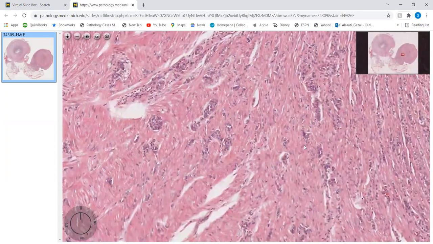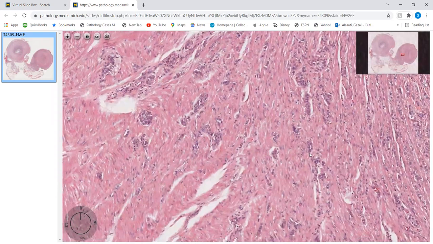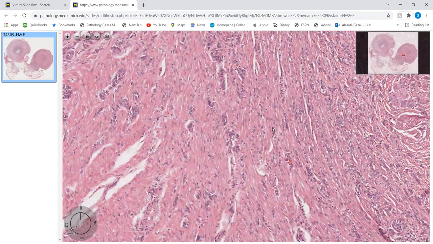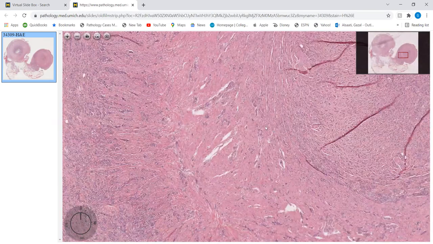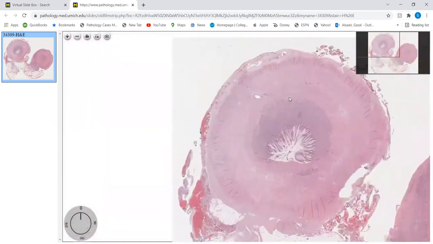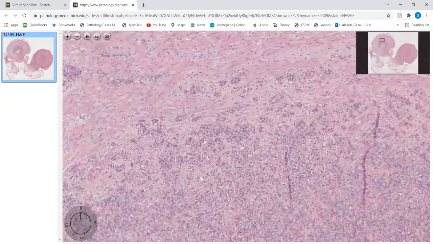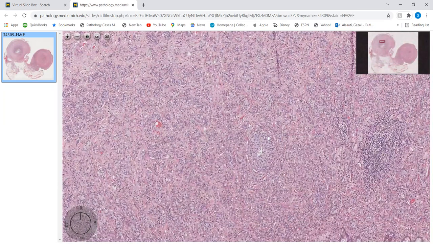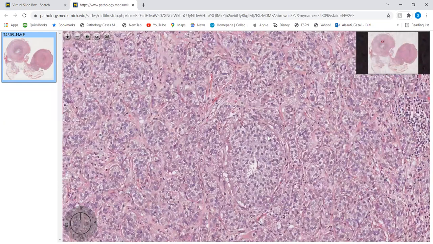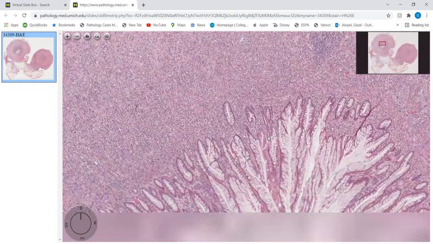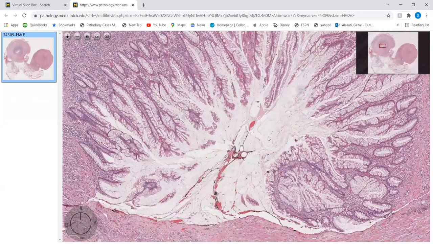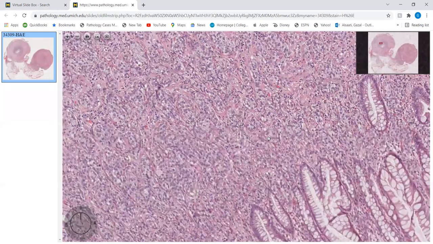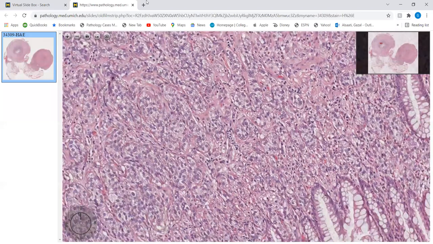All right, so this is appendix. These are abnormal proliferations within the wall of the appendix. Let's go here. Look at that. This is in no way normal, okay? And then you can see that mucinous proliferation of the epithelium. And definitely this is a neoplastic process.